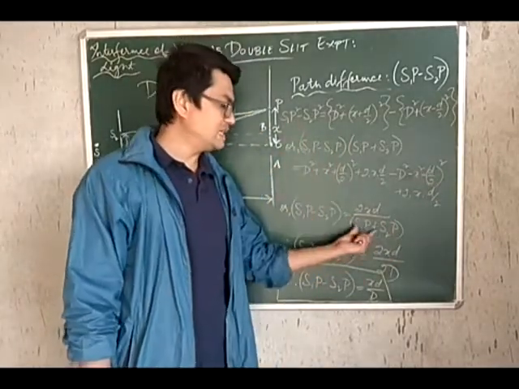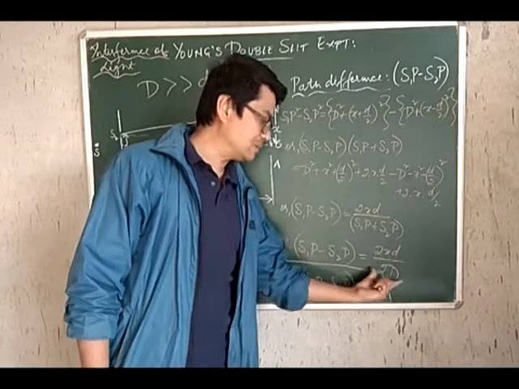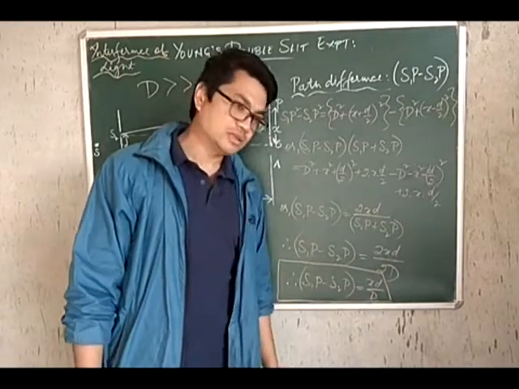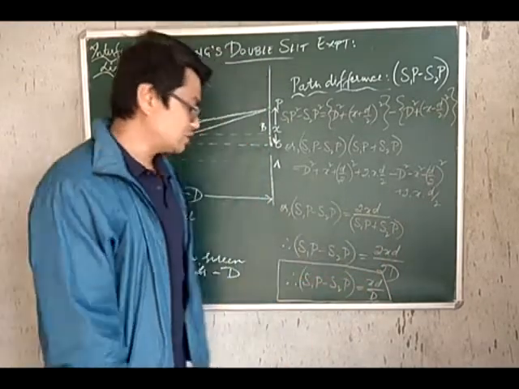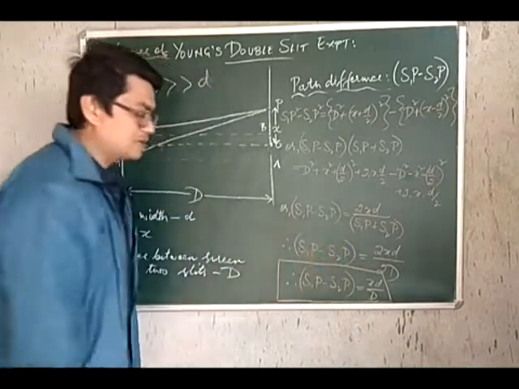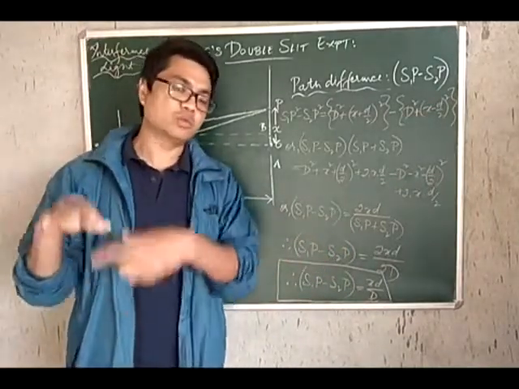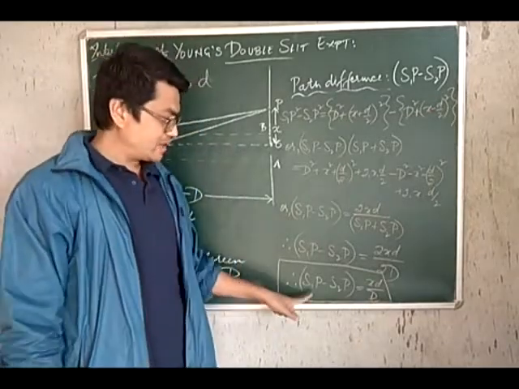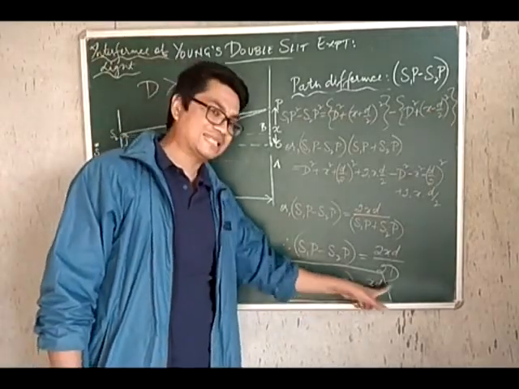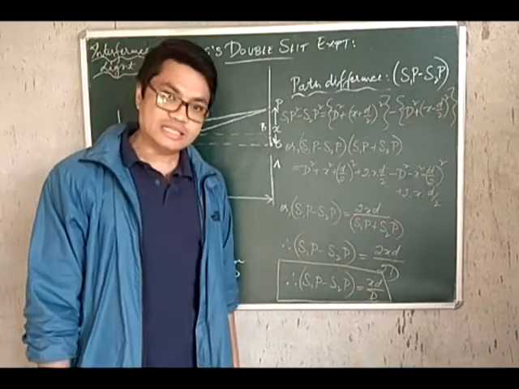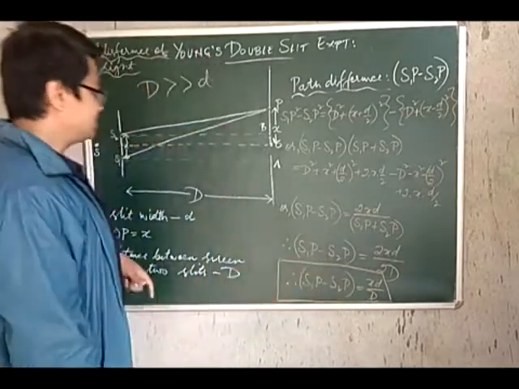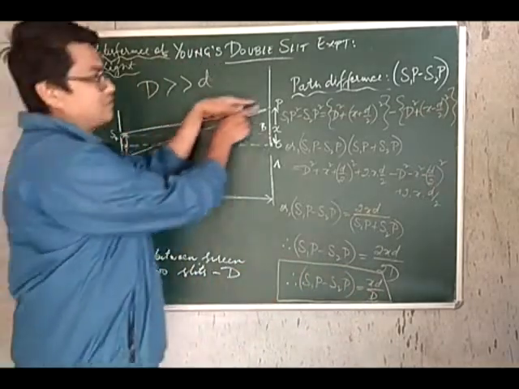So D plus capital D becomes 2 into capital D. So the 2s divide each other out, and therefore the path difference, however small it may be, we want to get some figure for it. So S1P minus S2P becomes xd by capital D. So this is the path difference. This is how we calculate the path difference.